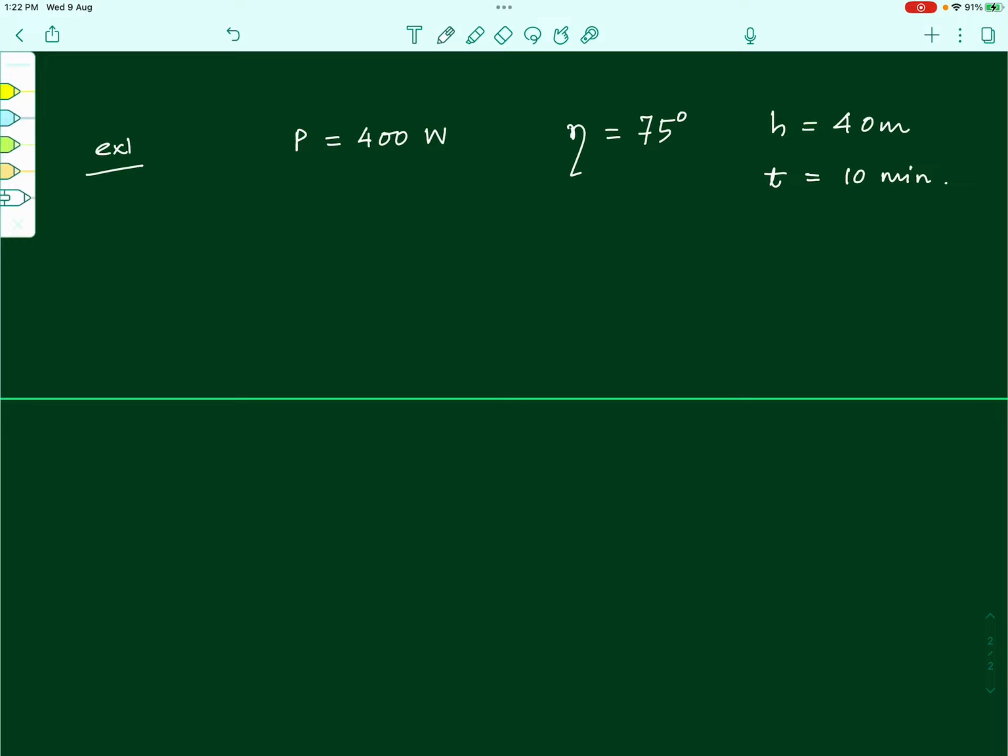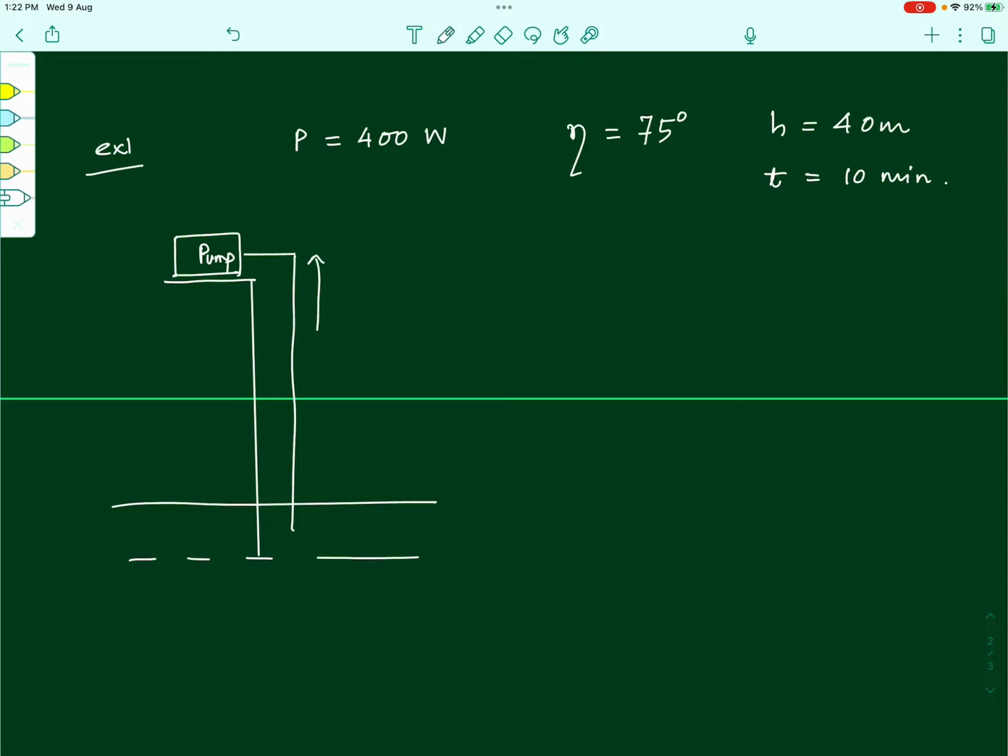The situation is this: we have a certain height at which a pump is kept. This is, let's say, the pump P, and it is drawing water from a certain reservoir which is at a depth of 40 meters down over here. Okay, so this height is given to be 40 meters. From here, this pump is pumping the water up with a power which is given to be 400 watts, and the efficiency of the pump is 75%.